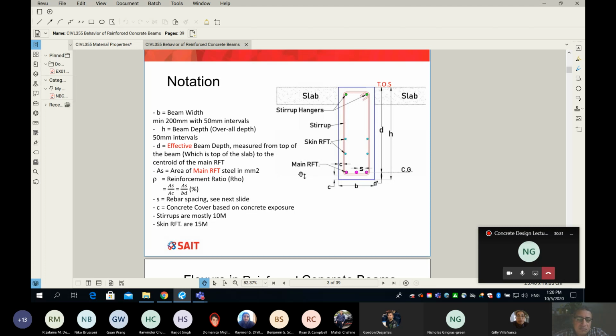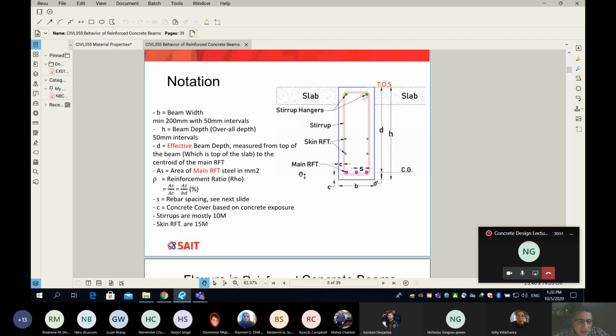Okay. Now, the next element, which is very, very important, is something called rho, which is a Greek letter. It's called the reinforcement ratio, which is the area of the steel divided by the area of concrete.